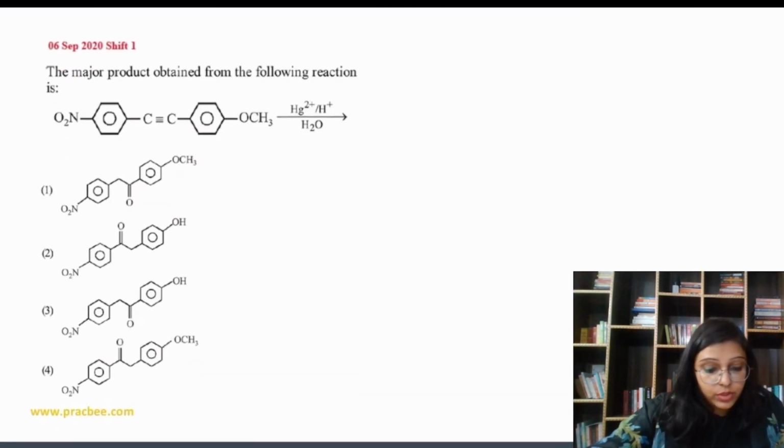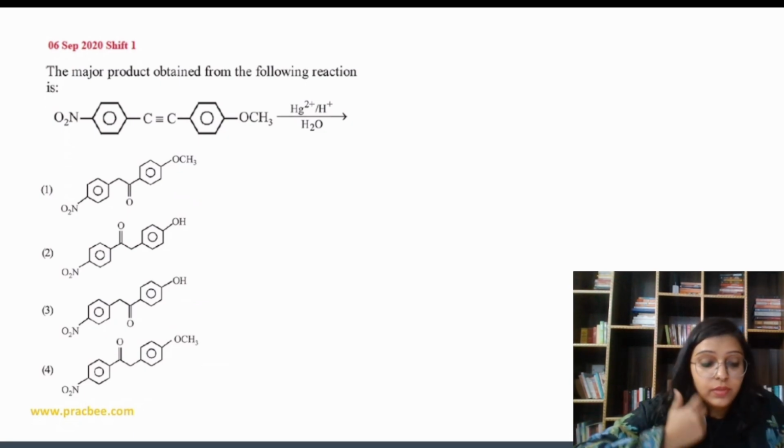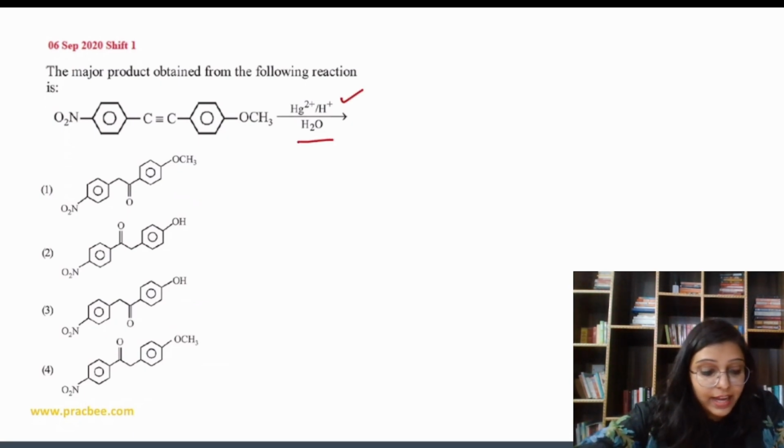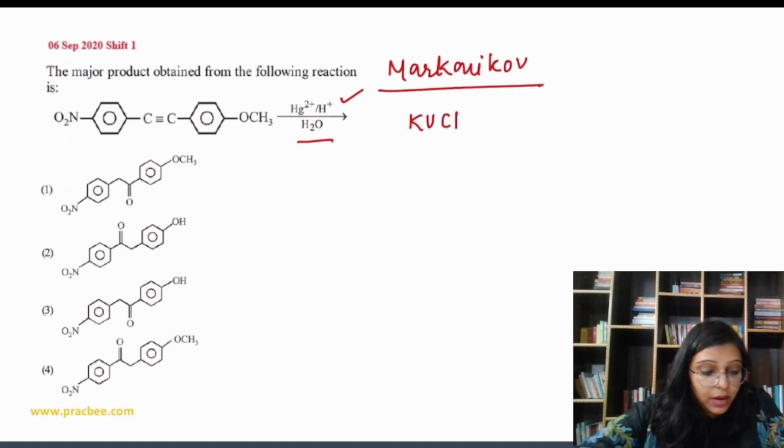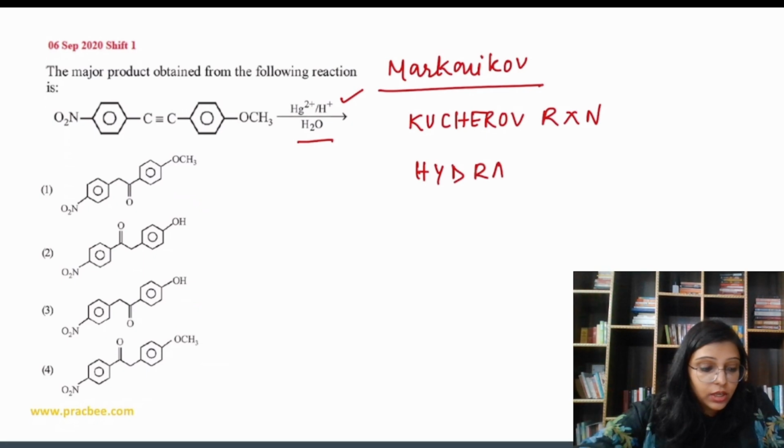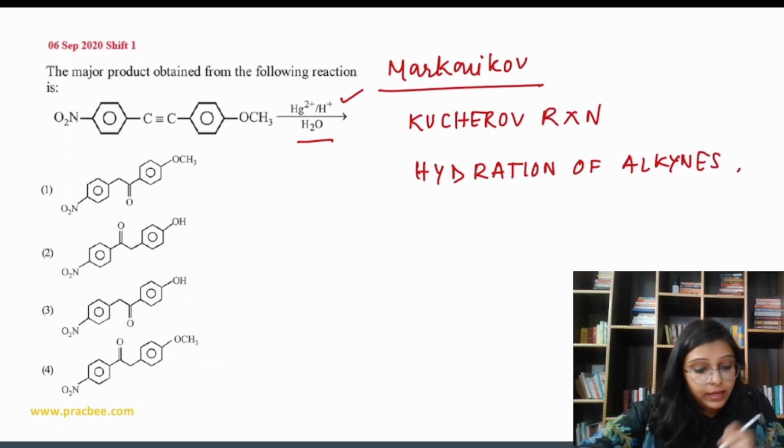Now let's do the next question. The major product obtained from the following reaction. Hg2H plus H2O. It means what? We have to follow Markovnikov addition, and this reaction is part of the Kucherov reaction. Kucherov reaction. Hydration of alkynes. ठीक है? So अब see, let me write this.